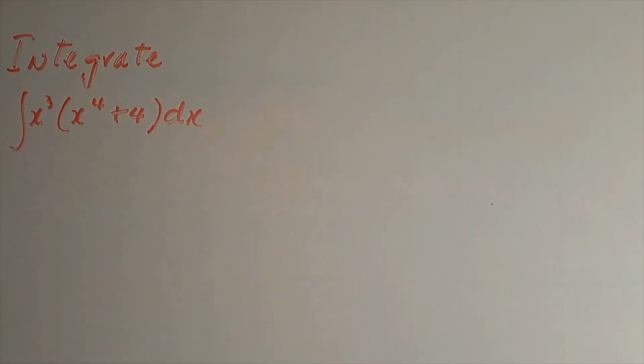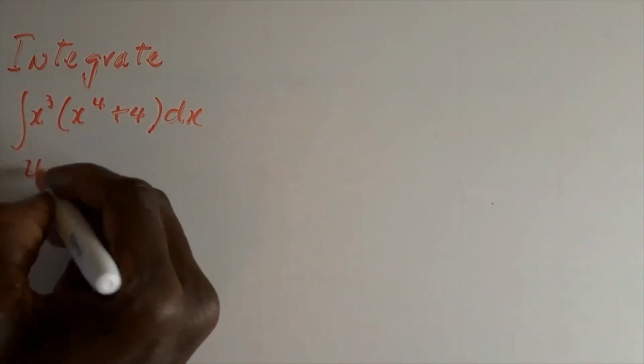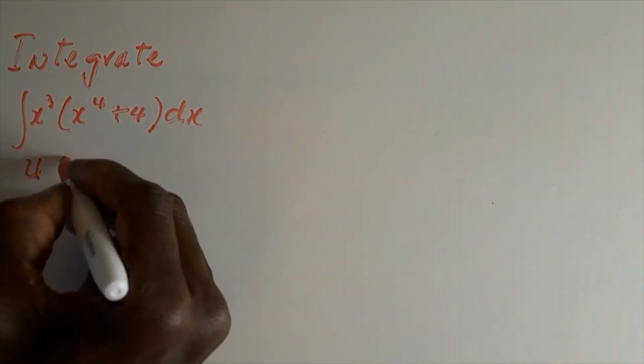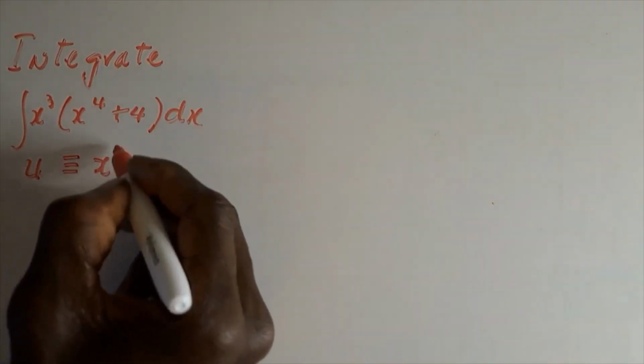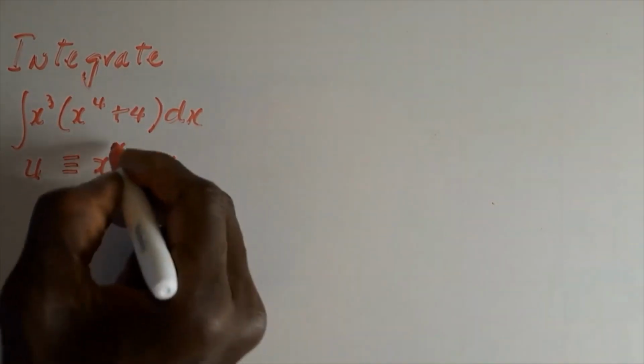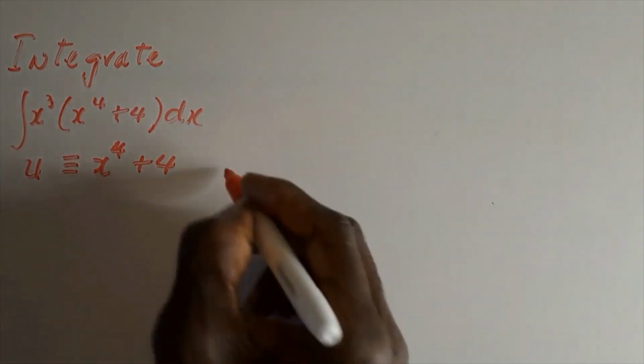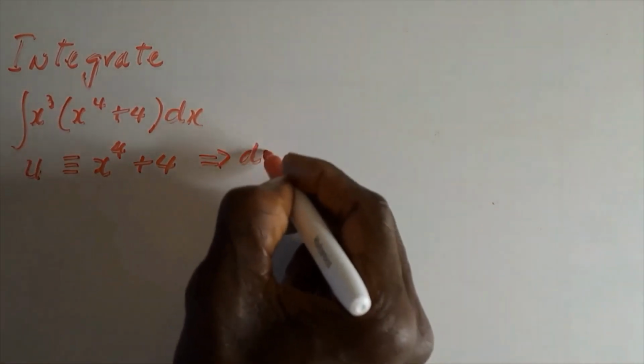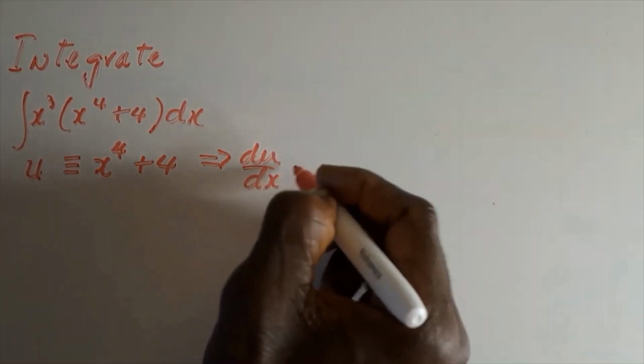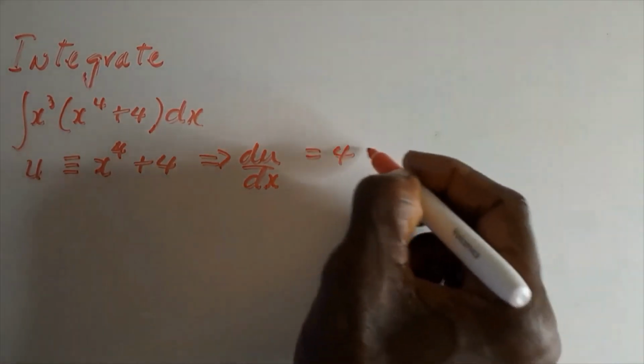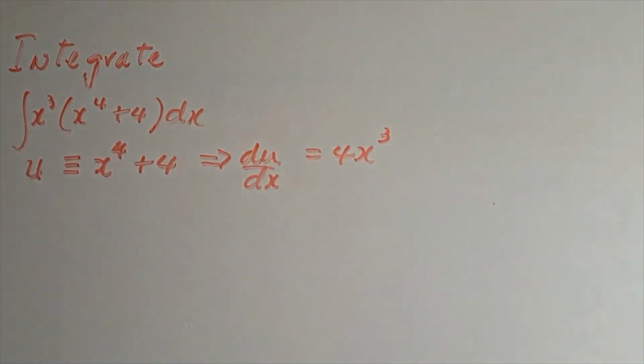Right, we need to integrate this. We use the substitution u equals x to the fourth add 4, and this implies that du dx is equal to 4x cubed.